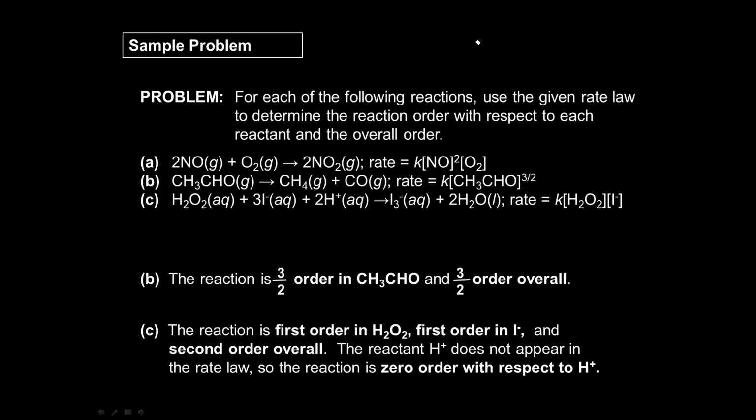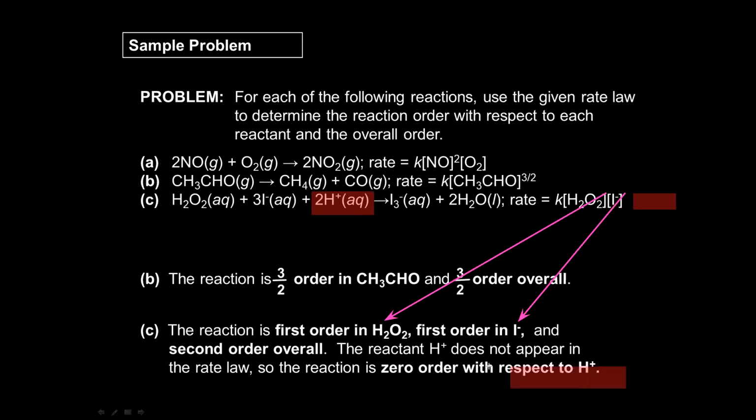Now the last one has a little fun trick for us. We have our H2O2, that's hydrogen peroxide, is first order, and our iodide has first order also, because we have those individual ones. But we also had a little hydrogen in the balanced chemical equation that was not listed at all. So we have that aqueous hydrogen. It's on the reactant side, so it should be showing up here.